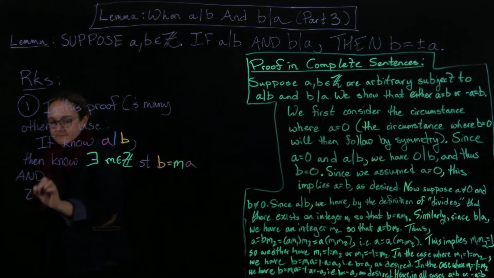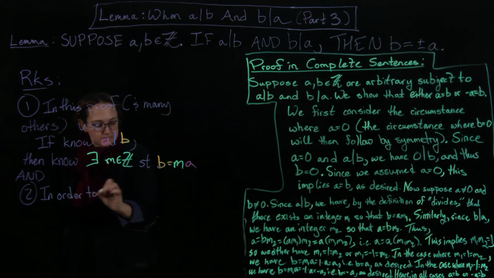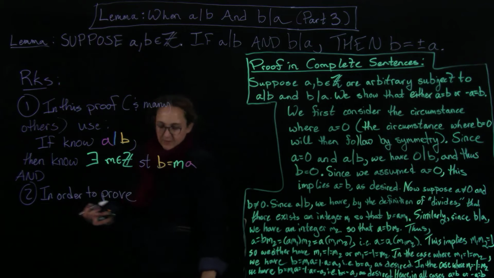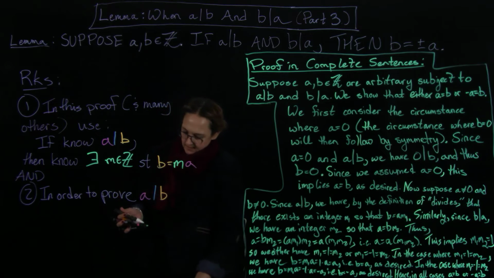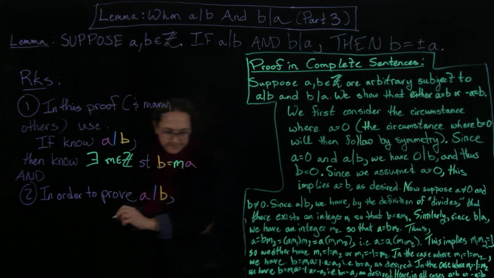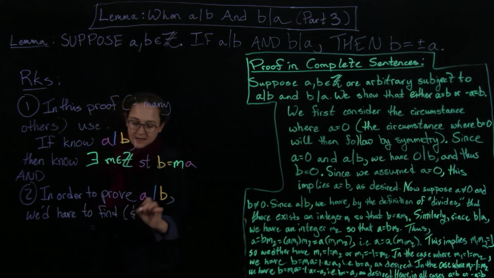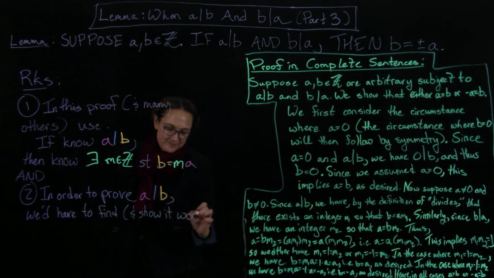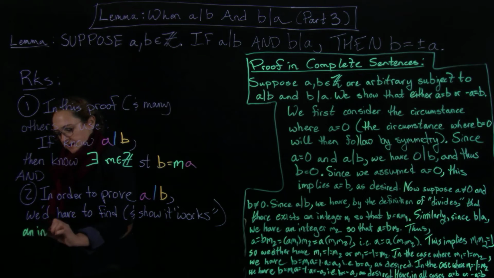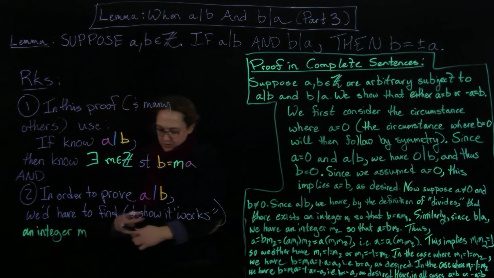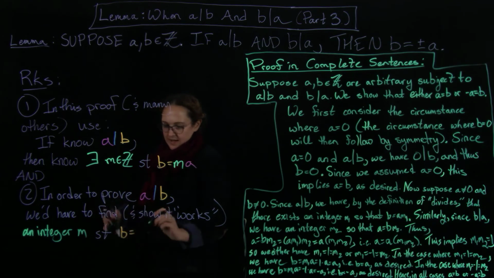And in order to prove, so we didn't do this in this one, but we have done this in some of the other proofs that we've done, that A divides B, what would we need? We'd need to actually find this integer, find an integer m and show it works, which would satisfy that B equals this integer m times A.